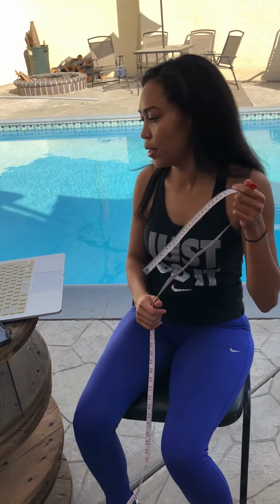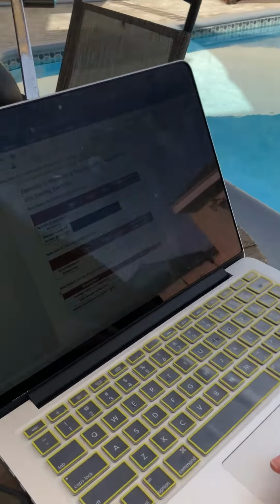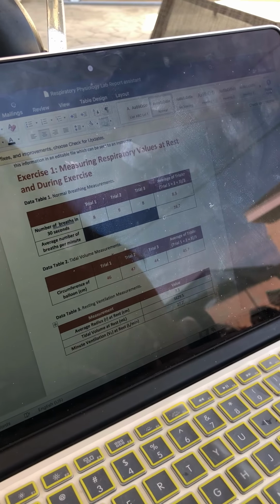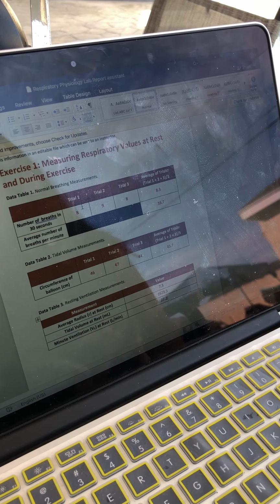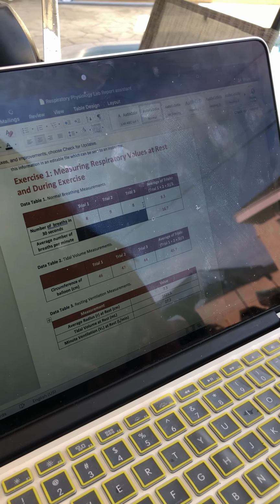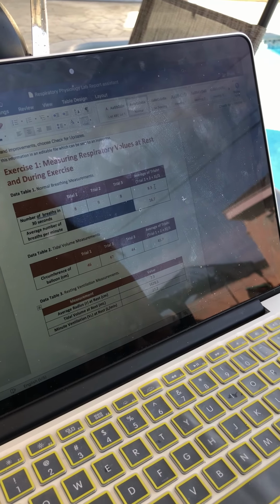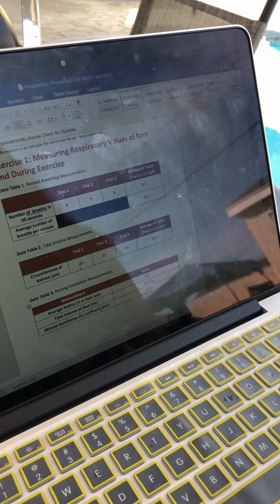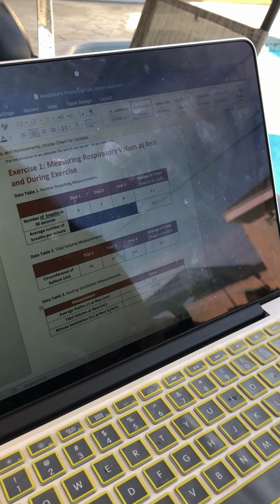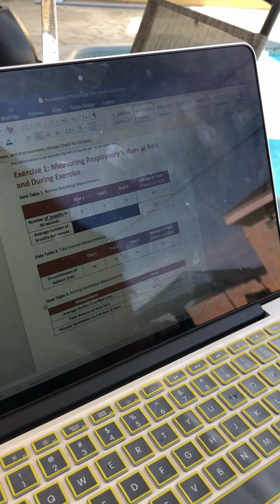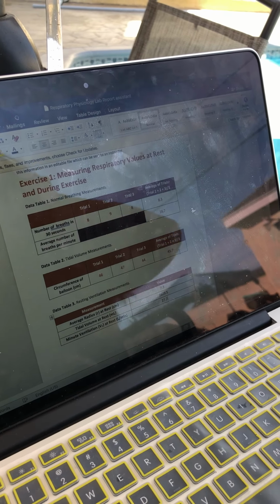So I plugged in, if you come take a look here at my values, I did do 3 trials previously. So in the beginning when I did the breaths, I had 8, 9, and 8, and the average came out to 8.3. And then with the circumference, I first had 46, 47, and 44, and that average came out to 45.7.